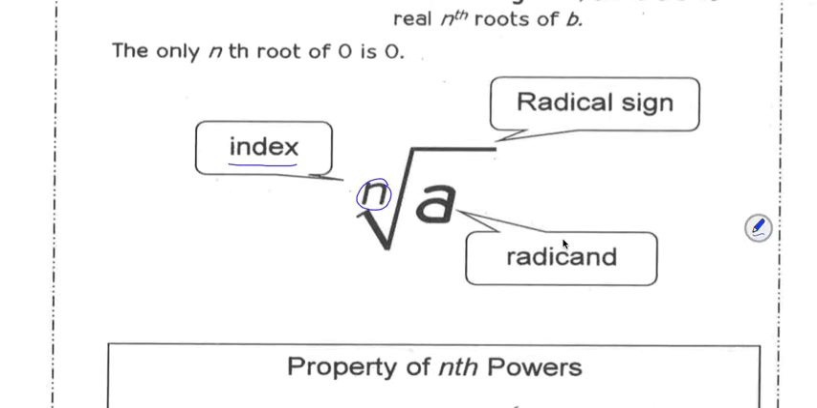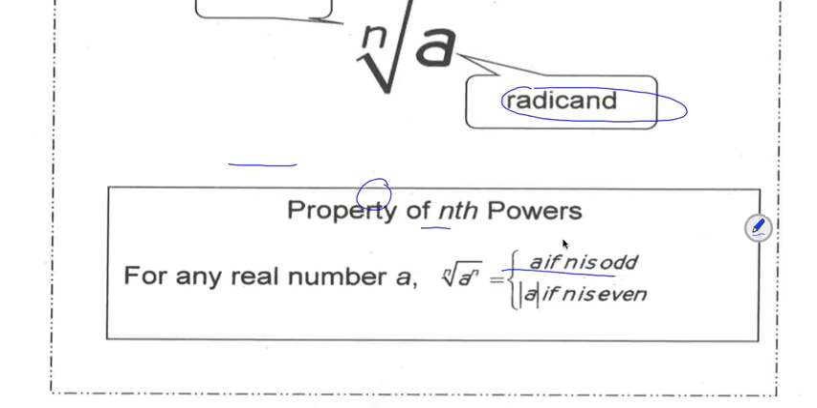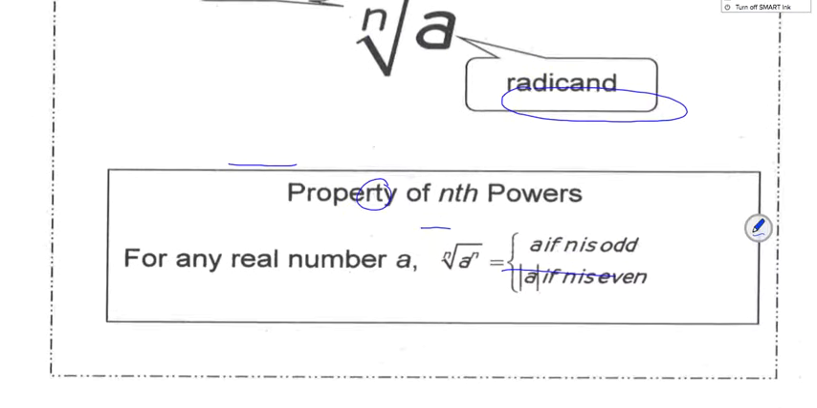These are all the important terms that we need to know. Index, again, that's that little number. Radicand is the number under the root, and then the sign itself is just called the radical sign, okay? That should really be about it for our basic properties.